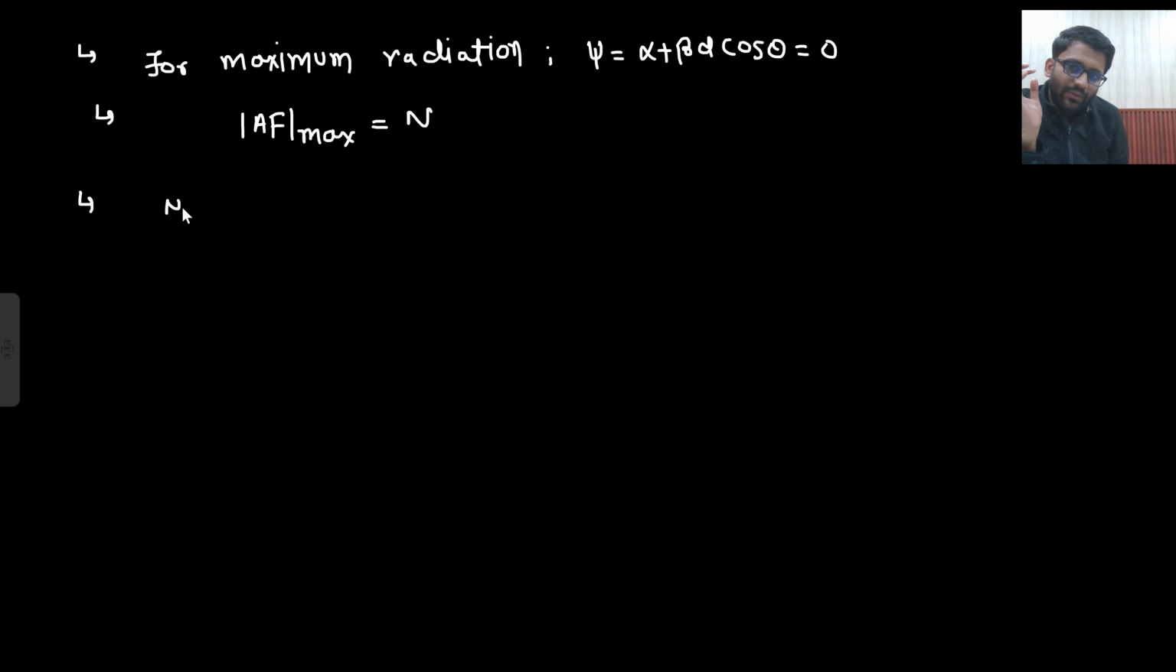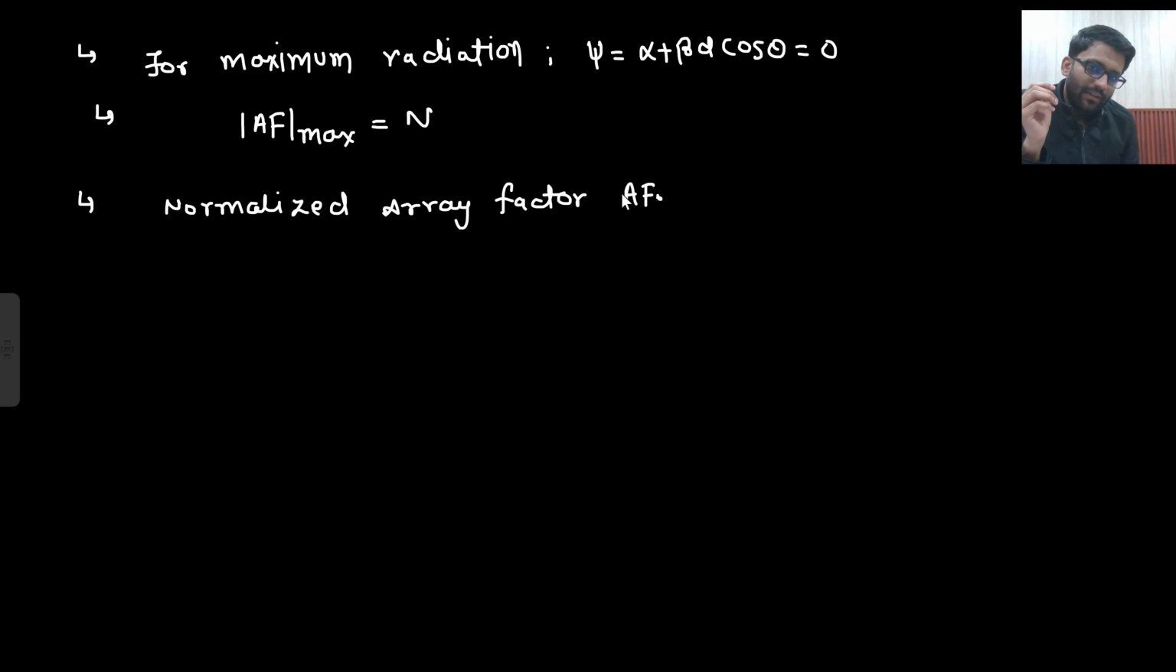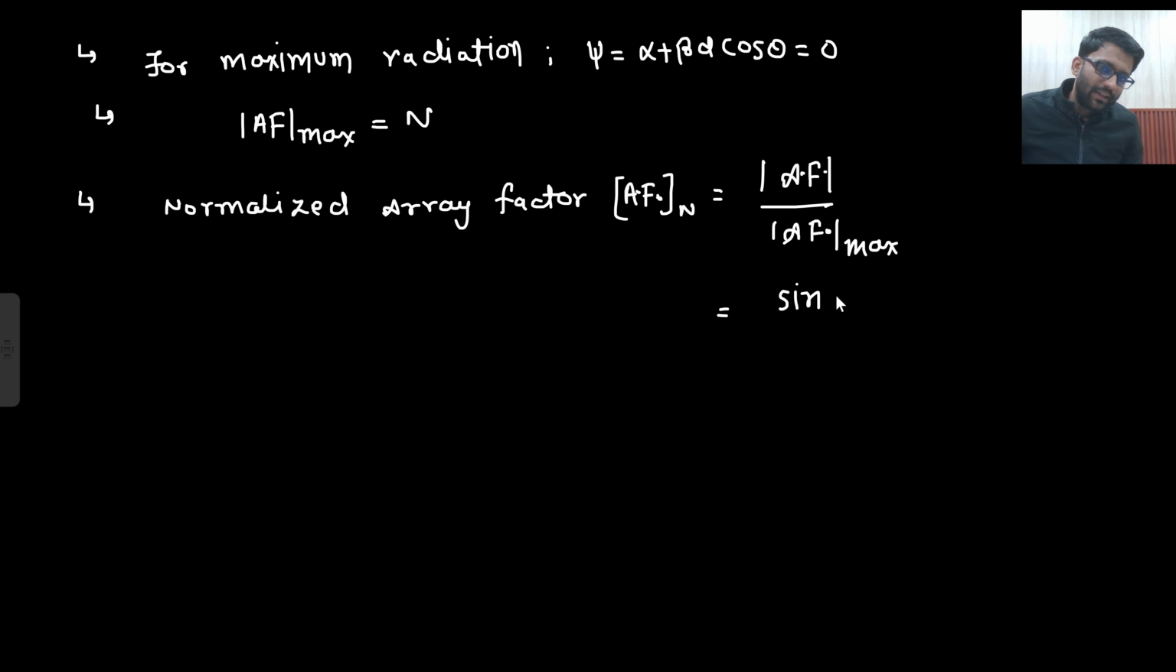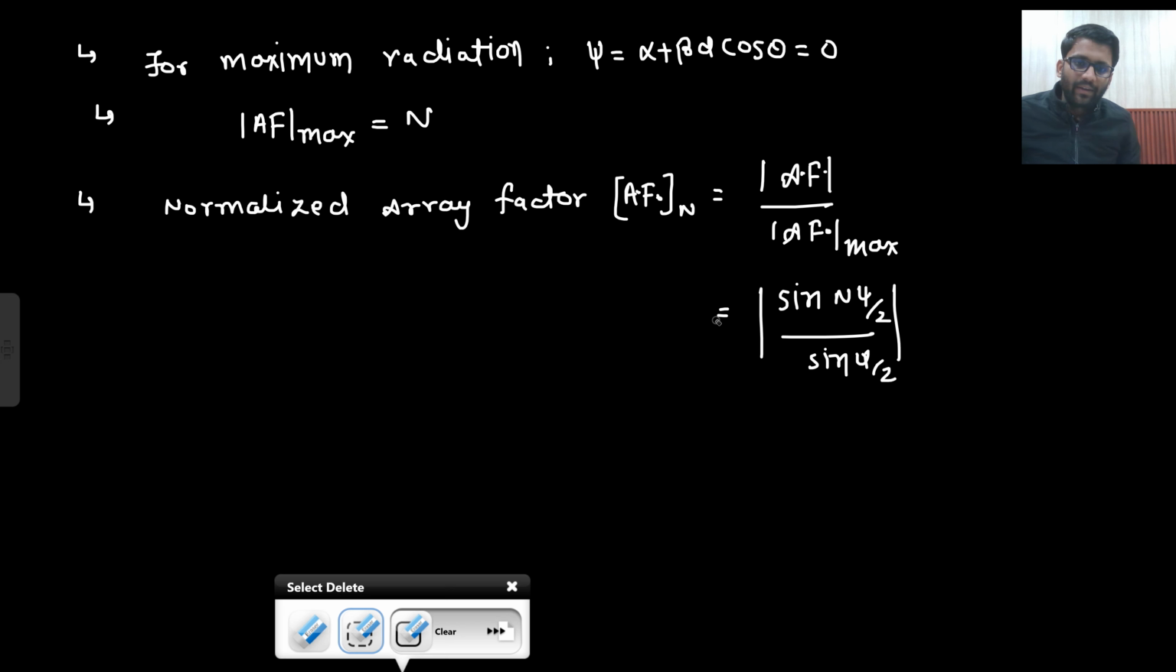Now there is another term that is known as normalized array factor. Okay, normalized array factor. So that is given as array factor normalized. It is given as mode of array factor divided by the maximum value of array factor. So what is mode of array factor? That is sine n phi by 2 divided by sine phi by 2, and divided by n.